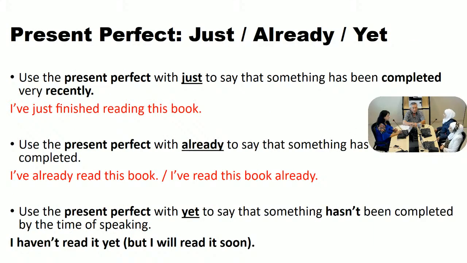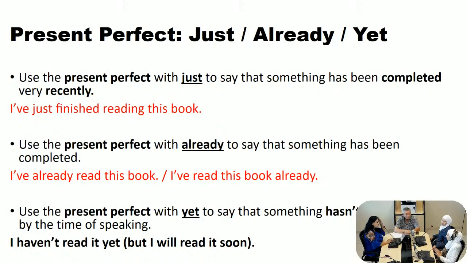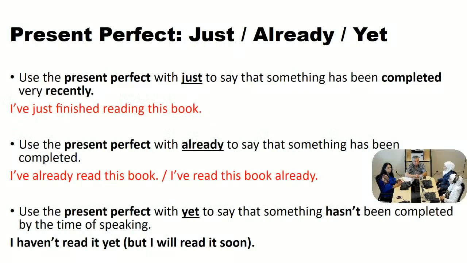Yes, Ms. Nasreen. We have many usages for the present perfect, and the most important one of them is the use of just, already, yet. We use the present perfect in this case, with just, already, and yet, because it means it is finished, and we cannot use the continuous. Just, already, yet are only used with the present perfect. We use just to say that something has been completed very recently. Like, I've just finished reading this book. So it is finished, maybe a minute ago.